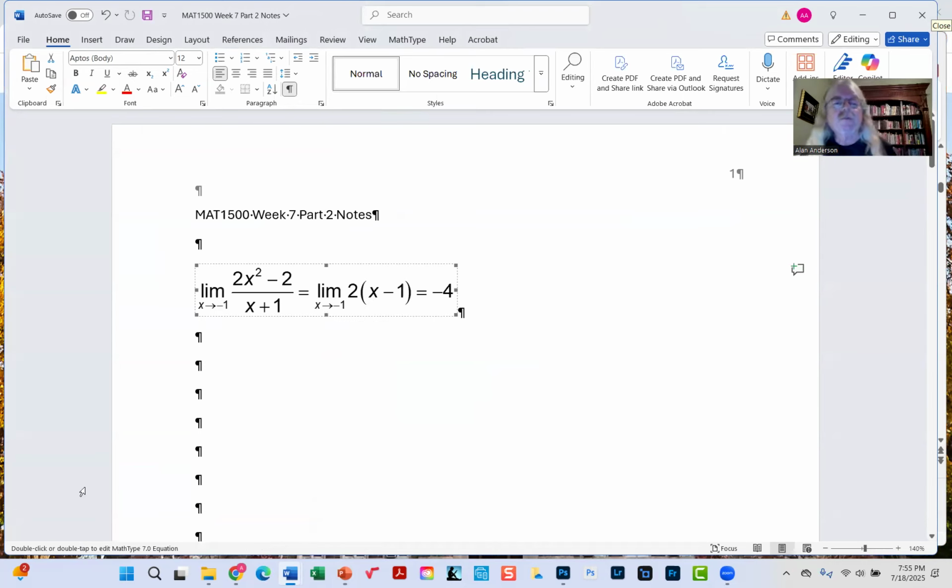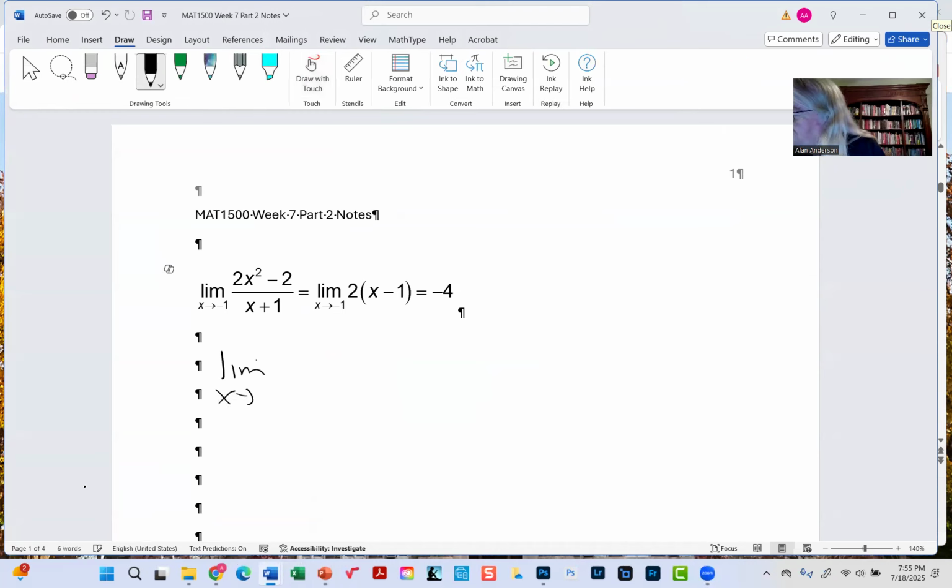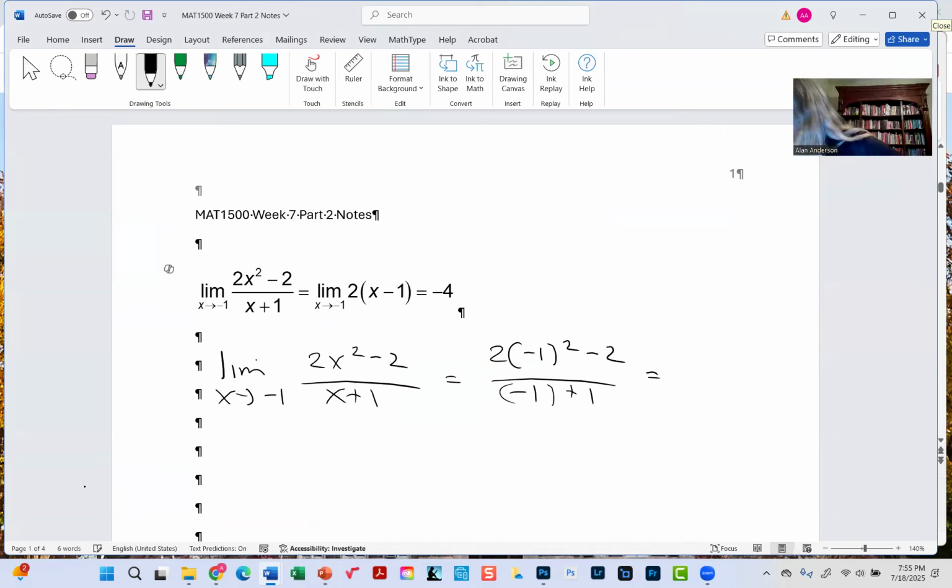All right, so yeah, of course, if you plug in everything here, you get 2 minus 2 over minus 1 plus 1, and of course that's 0 over 0. So again, this is referred to as an indeterminate form. There's more than one kind of indeterminate form. But L'Hopital's rule is specifically meant for two special cases.